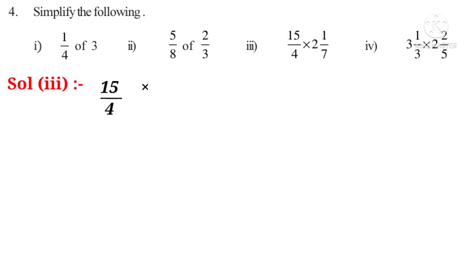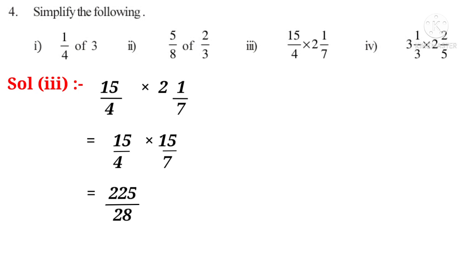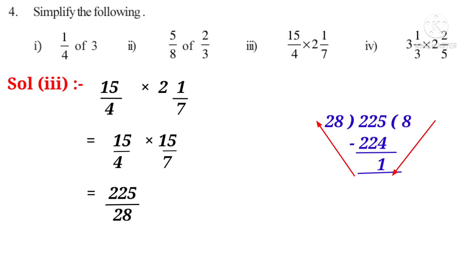Solution 3: 15 by 4 into 2 1 by 7. The second is a mixed fraction. Let us convert it into an improper fraction using plus and into. That is 7 into 2 is 14, 14 plus 1 is 15 by 7. Now on multiplying, numerator 15 into 15 is 225. Denominator 4 into 7 is 28. On dividing 225 by 28, 28 8s are 224. By subtracting we get the remainder 1. So we can write it as a mixed fraction, 8 1 by 28, which is the answer.